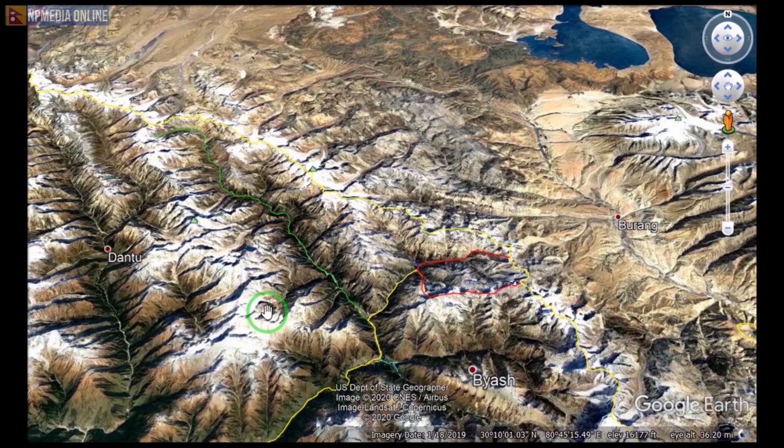Okay, let us look at the elevation profile of some of the selected places here. First, let us look at the elevation profile of the green place.